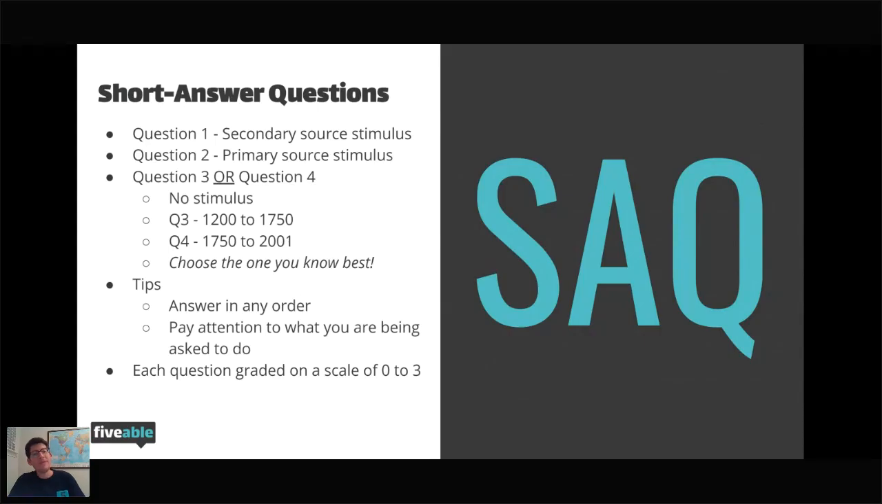SAQs do not have to be answered in the order that you come to them. You could do question 3 first, and then go back and answer questions 1 and 2, or you could answer question 2, and then you might choose 4, and then go back and answer 1. It's really up to you, but you do need to make sure that you're taking your time seriously.